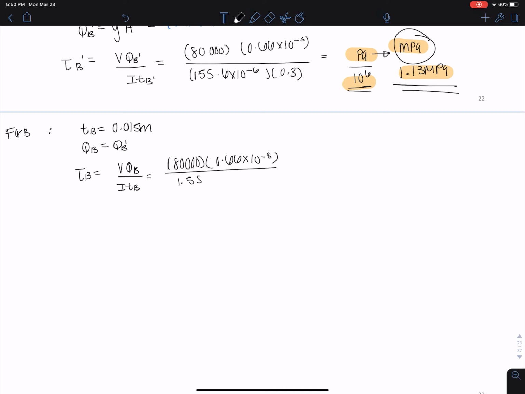We just plug in the 80,000 times the 0.66, divided by 155.6 times 10 to the negative 6 times 0.015. It's an easy calculation if you already did the top one. And again, you would get an answer in pascals, divide by 10 to the 6th, and this gives you megapascals.